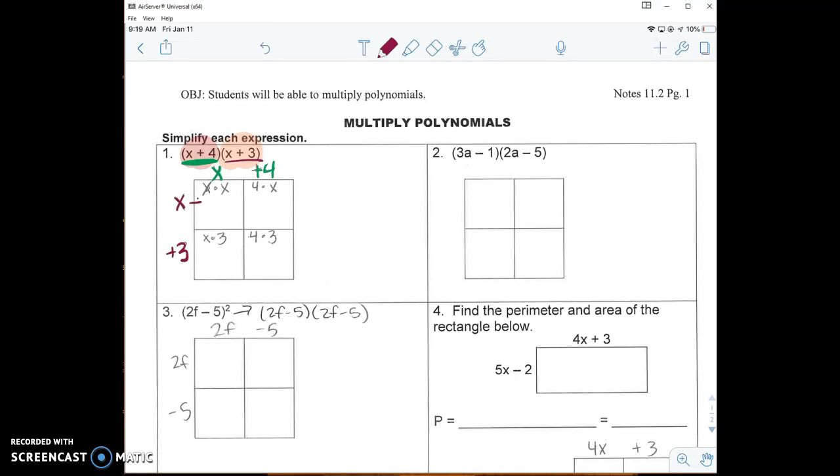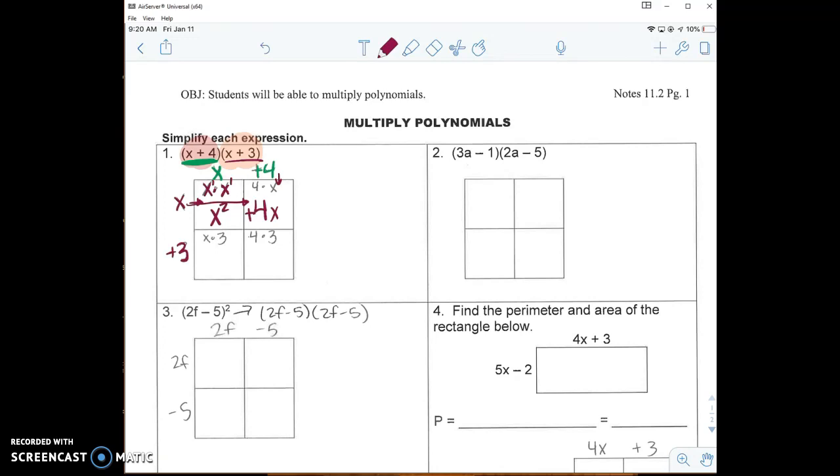In the first box, we are going to multiply the things to the left and above, so x times x. Remember our exponent rules? When we are multiplying exponents, we have to add those exponents. So x to the first times x to the first makes x squared. In the next one, we bring over from the left x and down from the top 4. 4 times x is 4x, positive.